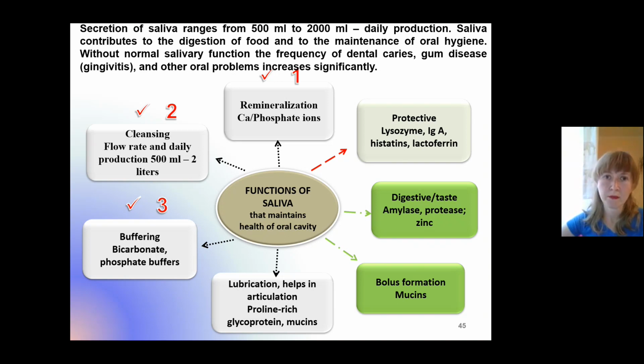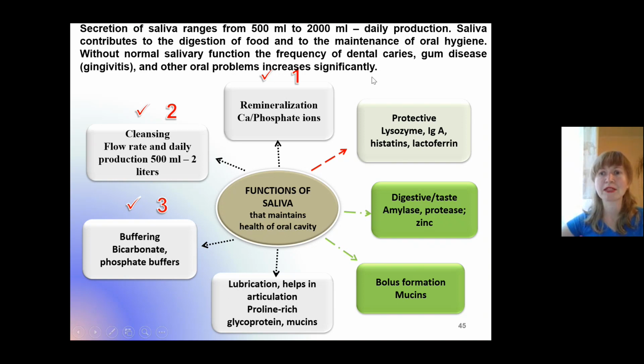And that's why it is necessary to know normal ranges of saliva secretion, because it depends on whether the saliva can normally maintain its function. So secretion of saliva ranges from 500 milliliters to 2 liters daily production. Saliva contributes to the digestion of food and to the maintenance of oral hygiene. Without normal salivary function, the frequency of dental caries, gum disease, gingivitis, and other oral problems increases significantly.